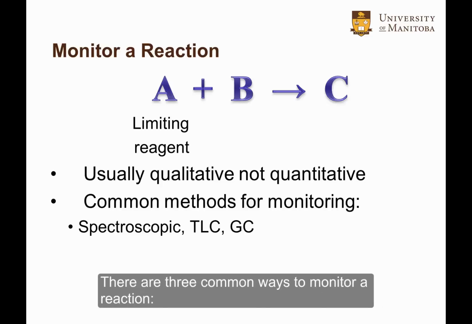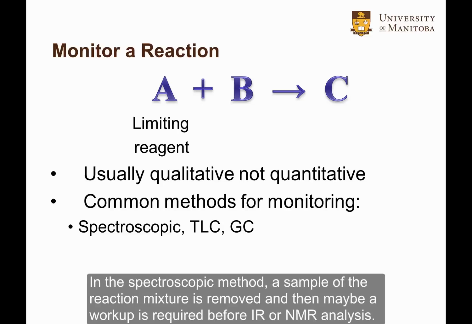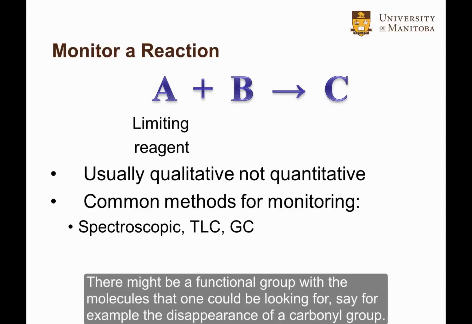There are 3 common ways to monitor a reaction. In this spectroscopic method, a sample of the reaction mixture is removed, and then maybe a workup is required before NMR or IR analysis. There might be a functional group within the molecules that one could be looking for, for example the disappearance of a carbonyl group.